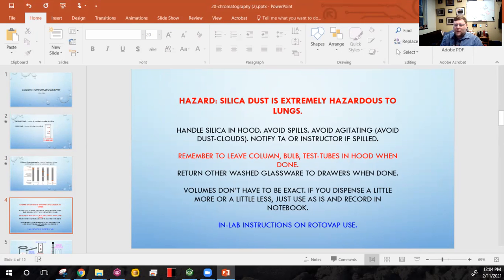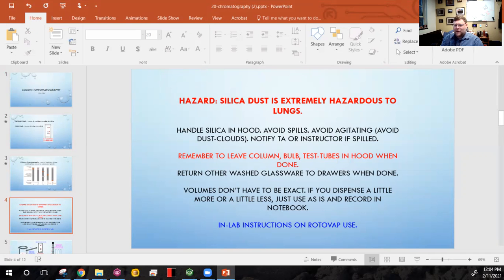And so, honestly, we've probably never done the column chromatography lab more safely than we'll do this semester with you guys wearing masks. It's a good idea actually to wear a mask anytime you do a column.